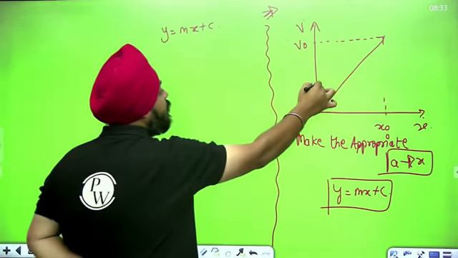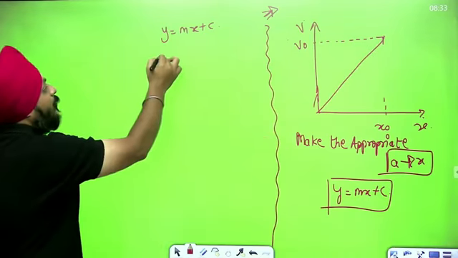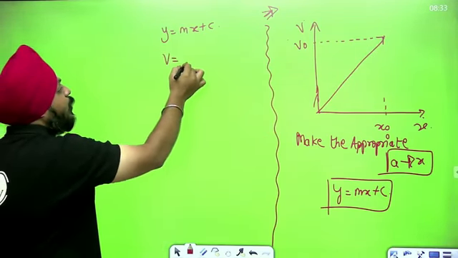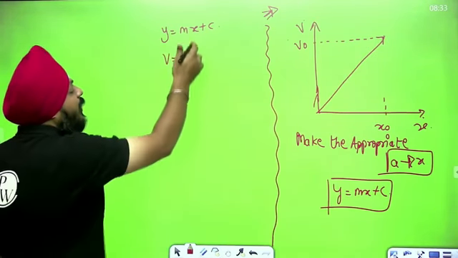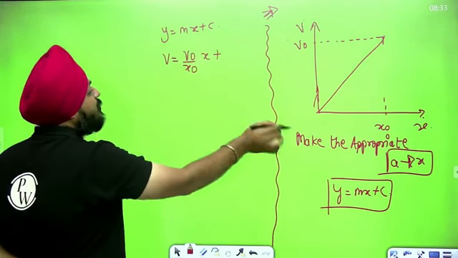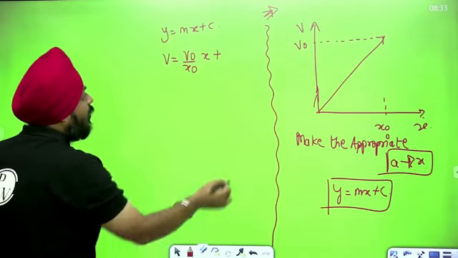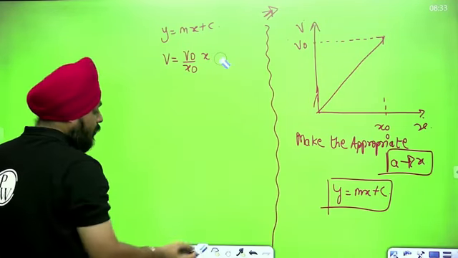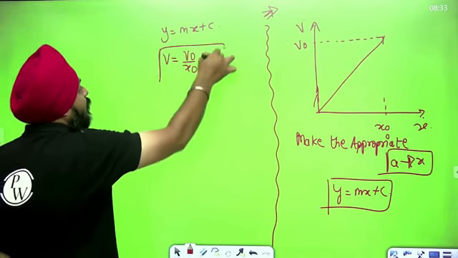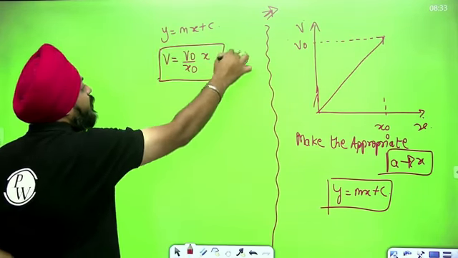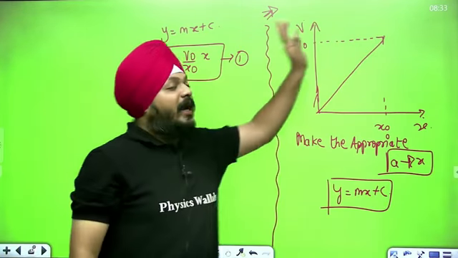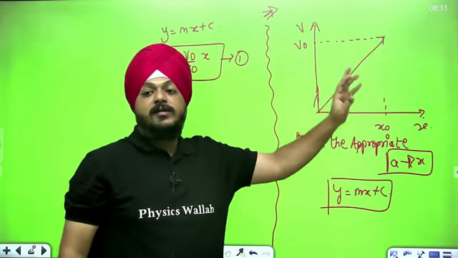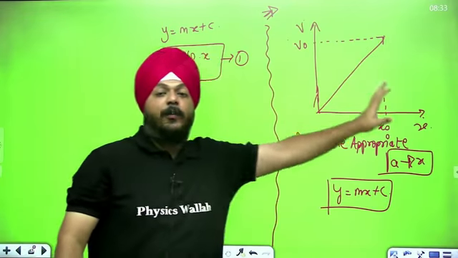Obtain the relevant equation of it. Y is v, the slope is positive v0 by x0, and we are having x plus no intercept. Can I consider this equation number 1? So step 2 is successfully completed. Step 1 was identify the nature of the graph. Step 2, obtain the relevant equation from its nature.